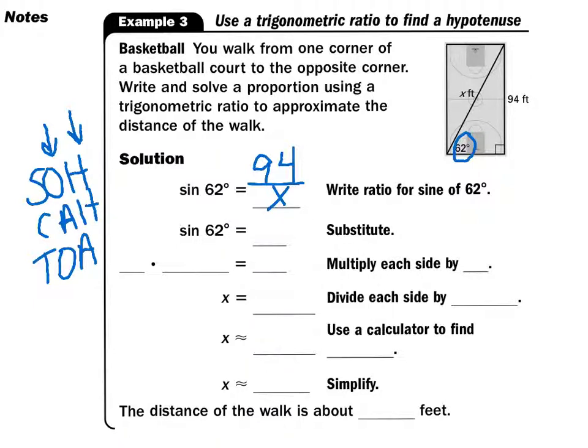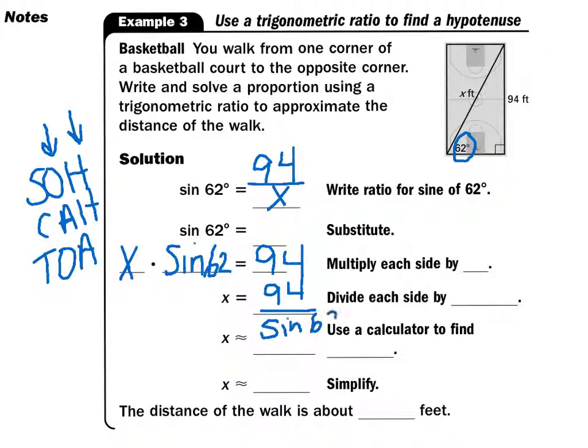So, I can say that this is here's my intermediate step here, and then divide by the sine of 62. So 94 over sine 62. And that would be about 106.5. So the distance of the walk is about 106.5 feet.